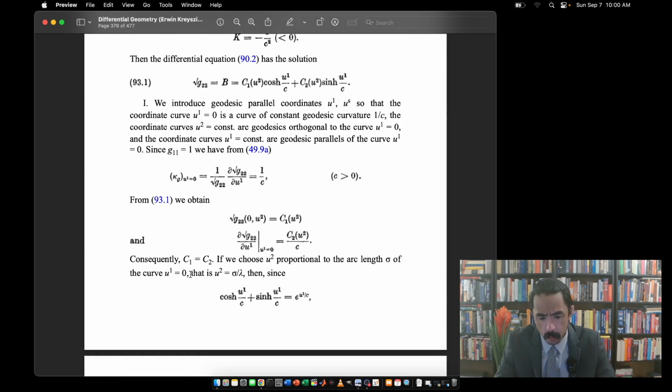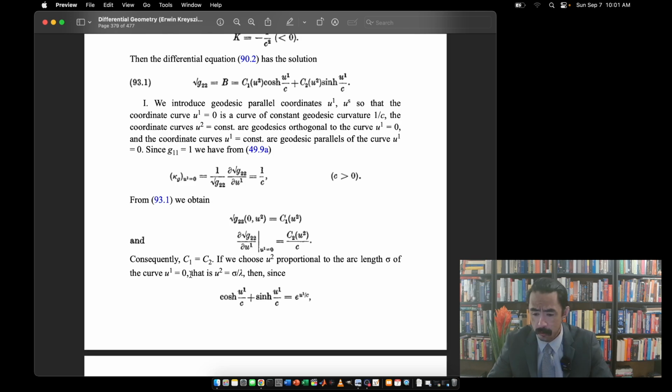So first, we introduce geodesic parallel coordinates u1 and u2, so that the coordinate curve u1 equal to 0 is a curve of constant geodesic curvature, 1 over lowercase c. The coordinate curves u2 equal to a constant are geodesics orthogonal to the curve where u1 equals 0, and the coordinate curves where u1 is equal to a constant are geodesic parallels of the curve where u1 equals 0.